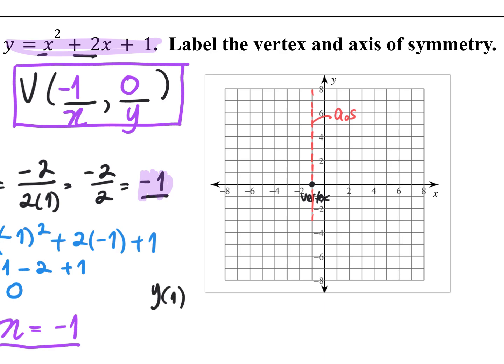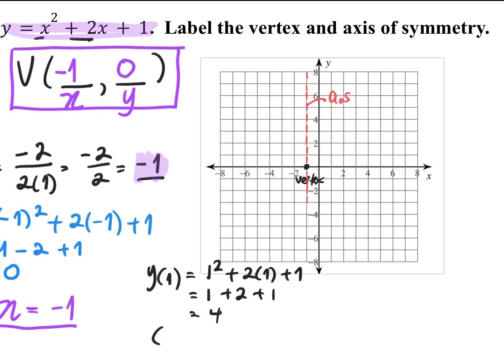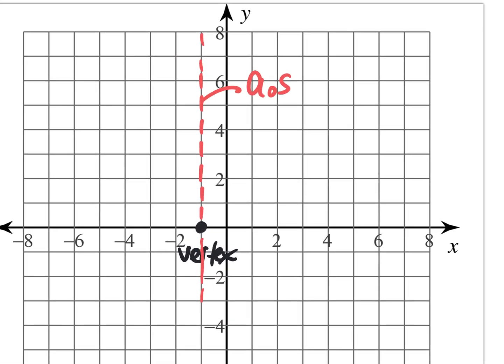Y, also 1, is equal to 1 squared plus 2 times 1 plus 1. So that's going to give me 1 plus 2 plus 1, and that's going to give me 4. Okay, so my coordinates in here now are going to be 1, 4. It means to say that if I'm going to have 1 in here, my next coordinate will be at 4. Okay, this is 1, 4. This is my next coordinate.